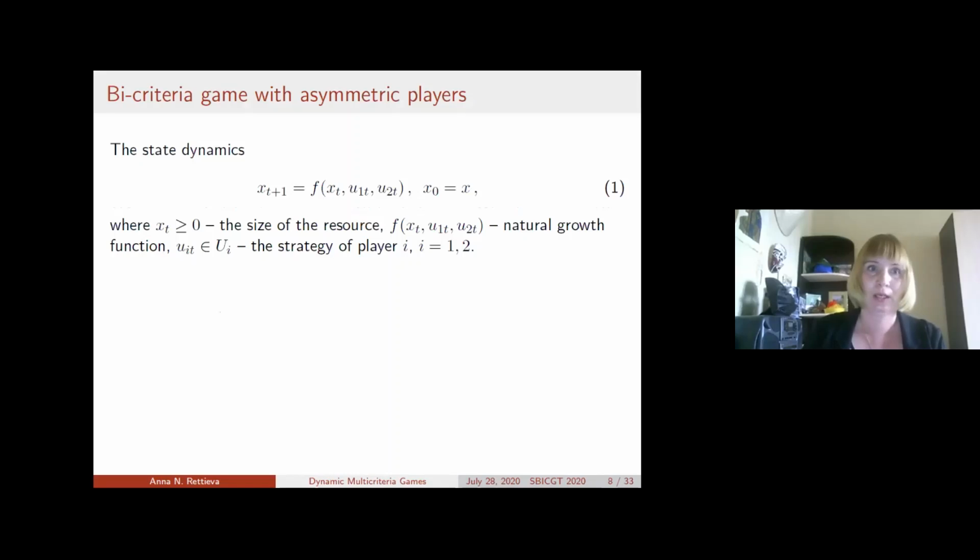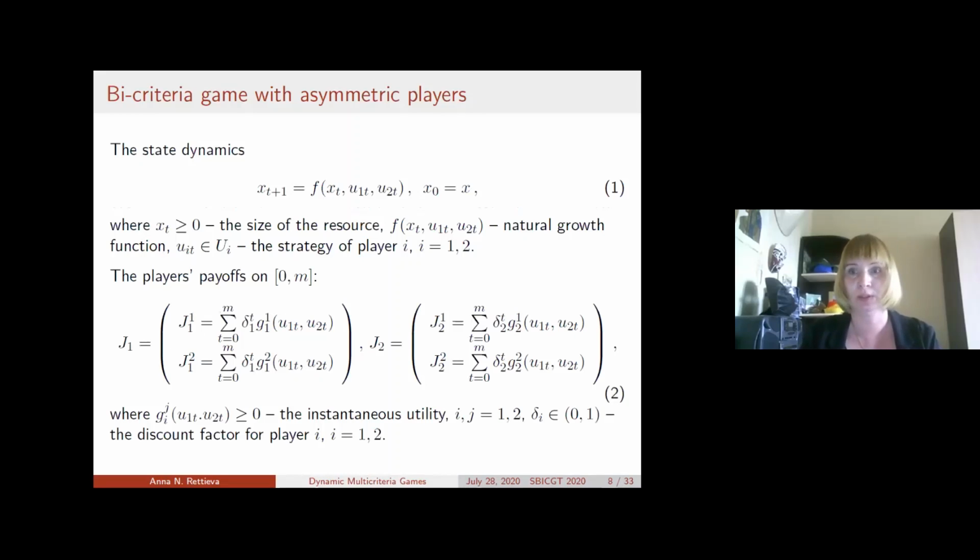We will consider the bi-criteria game model with asymmetric players. So players differ in their time preferences. They use different discount factors, and they exploit some resource with the state dynamics in the form 1. Here x is the size of the resource, f is the natural growth function, and u_i is the strategy of player i. And players wish to optimize two different criteria here. So the vector payoffs of the players are presented by 2. So we have instantaneous utilities, and you see that the players possess different discount factors, delta 1 for player 1 and delta 2 for player 2.